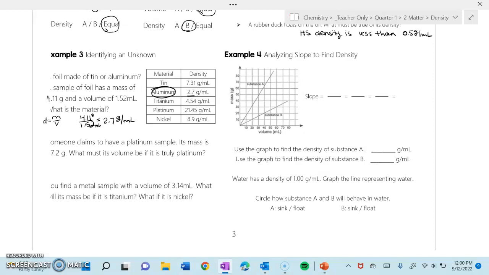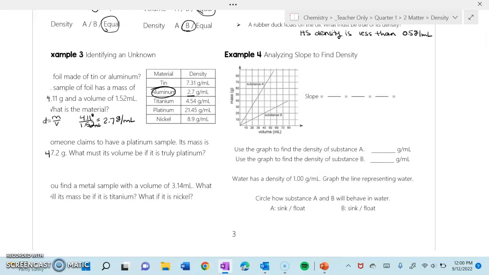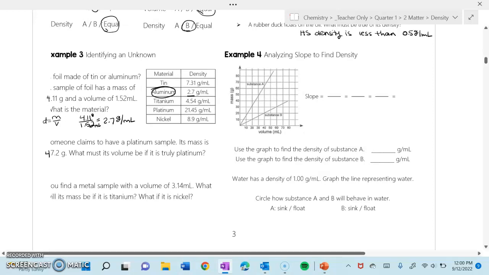Now, if someone claims to have a platinum sample, its mass is 47.2 grams. What must its volume be if it's truly platinum? We also cut off a number here, 47.2. We can also use the density formula to determine things like volume and mass, the same problem, but now instead of solving for density, we're going to solve for volume. So this time we're going to use the density in the table for platinum, same equation.